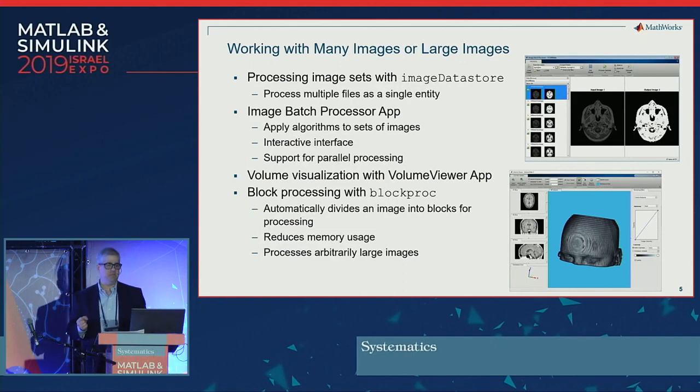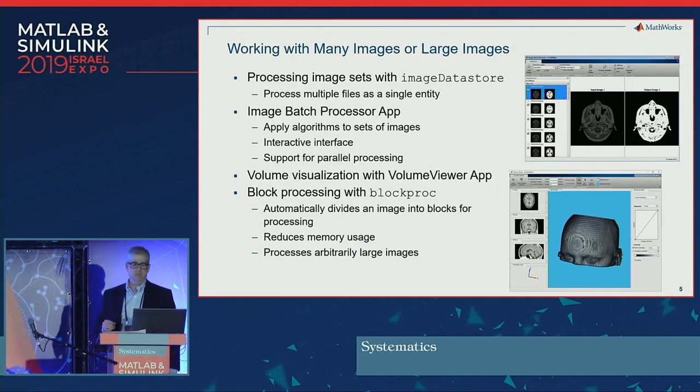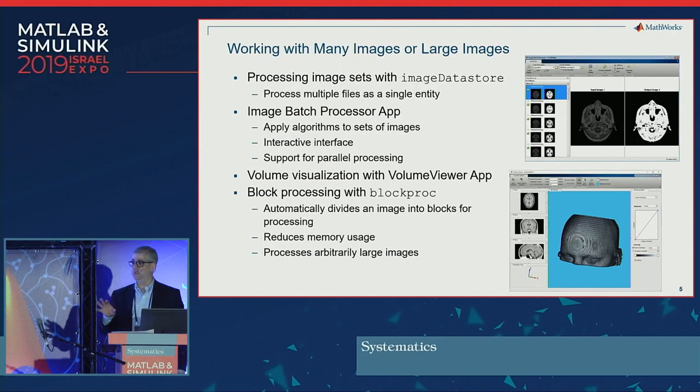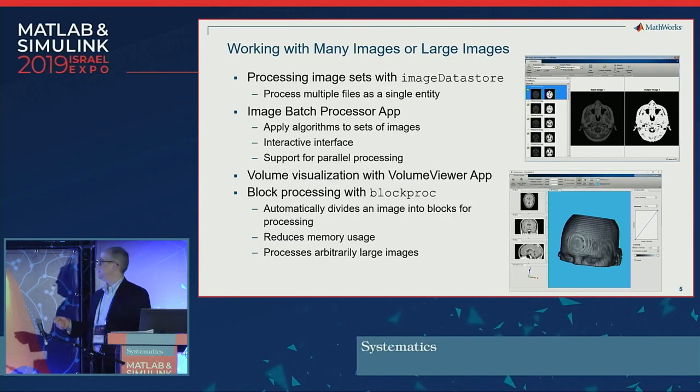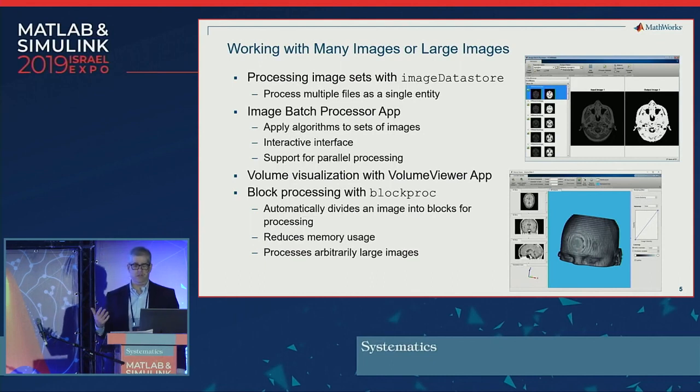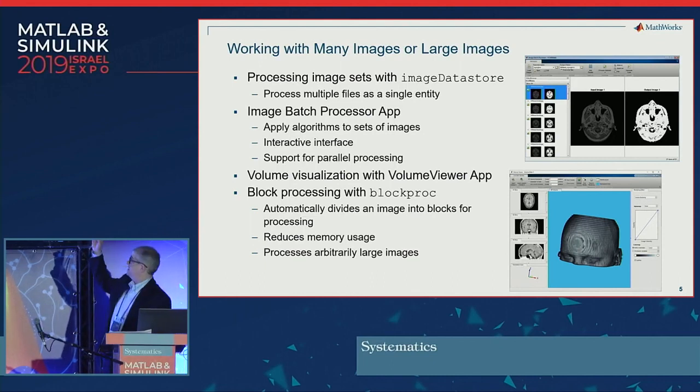Second is the image batch processor app. This is part of the no-coding workflows I'm going to dive into a little bit later. So you can use image data store with this behind the scenes, but this app allows you to select a bunch of images, decide on an algorithm, and run a function on them. Okay? It's got an interactive interface. It supports parallel processing. And so this is going to make it easy for working with large sets of images. And it's the image on the upper right that you see there.